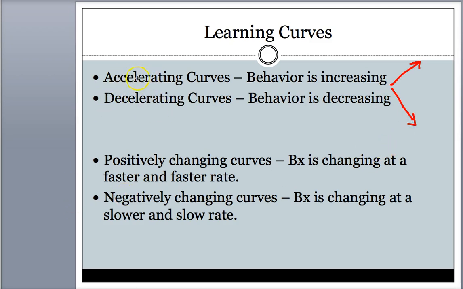So whenever you see the name of a learning curve, you're going to look at whether it says accelerating or decelerating, and you're going to know whether the behavior is increasing or decreasing. Now, the other category is whether that change, this increase or decrease, is happening faster and faster or slower and slower. Positively changing curves: the behavior starts out slow and gets faster and faster as you move. Negatively changing curves: the behavior starts out very fast and then the change happens slower and slower. So the result is that you get one of these 4 learning curves.